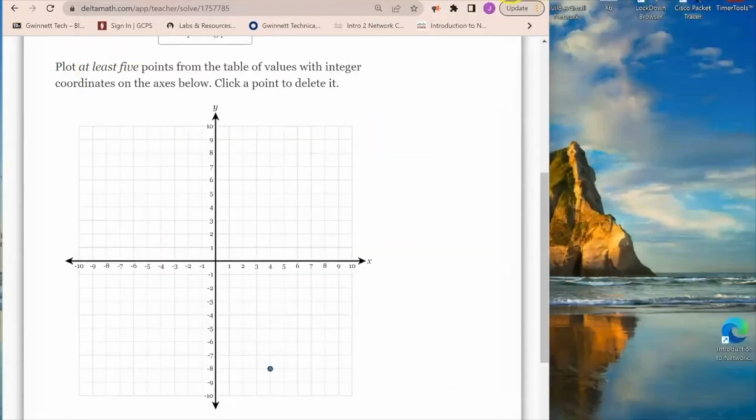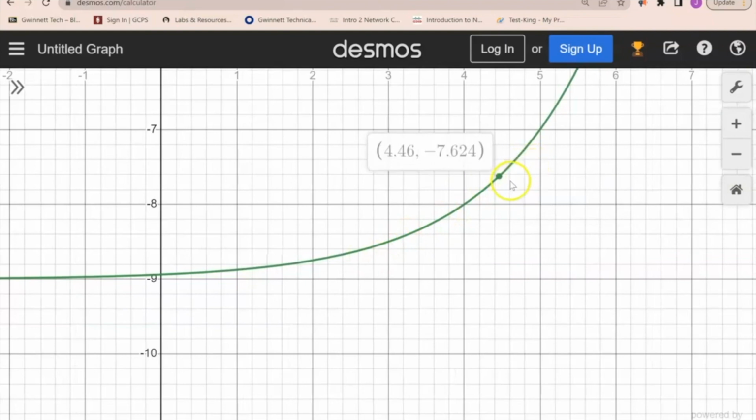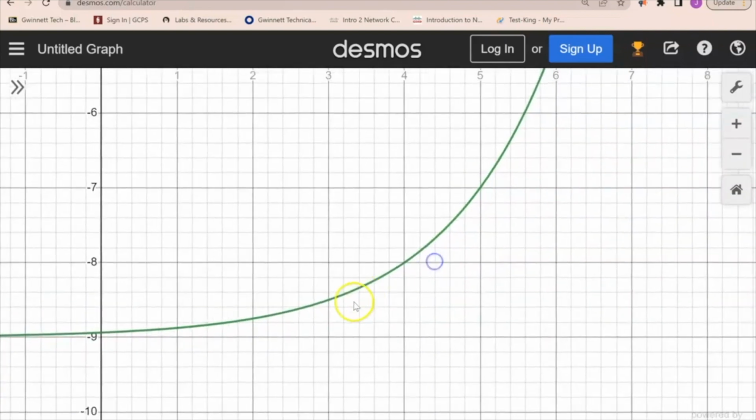Okay, so now I don't need that. Put up my Desmos calculator. That's my first point. Oh, look at this. Somehow I managed to get my point to stay on the graph. How did I do that? Y'all, it was by accident. I don't know what I did. Oh, it's gone.